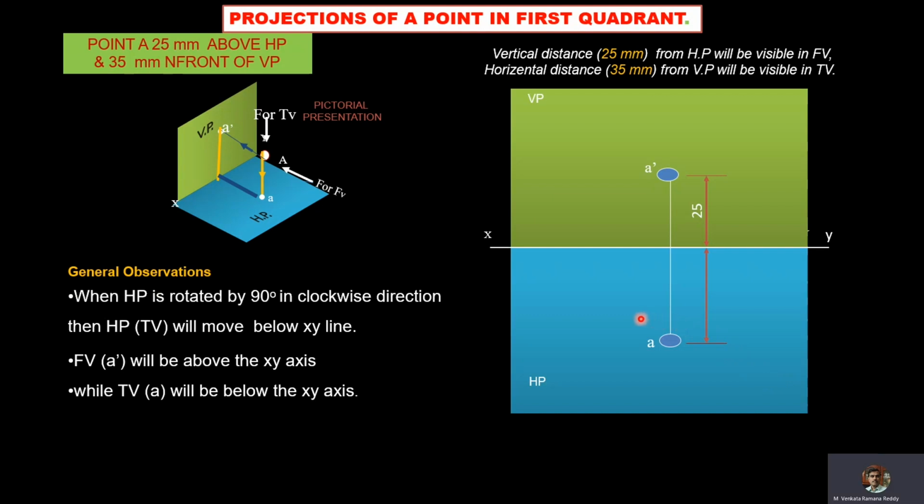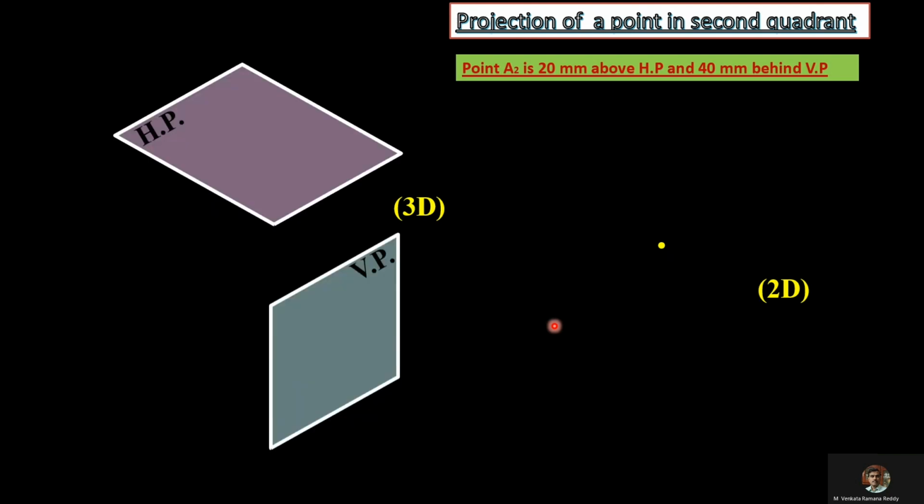Now we'll move towards the projection of a point in the second quadrant. Second quadrant means above HP, behind VP. Point A2 is 20 mm above HP, 40 mm behind VP. That is, point A2 location is at a distance of 20 mm from the horizontal plane and 40 mm from the vertical plane. Now we'll draw the front view.